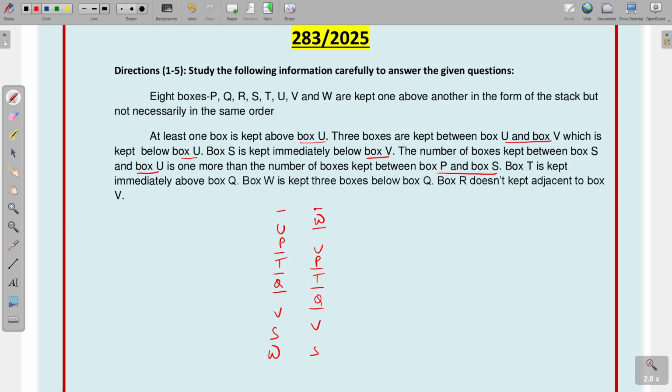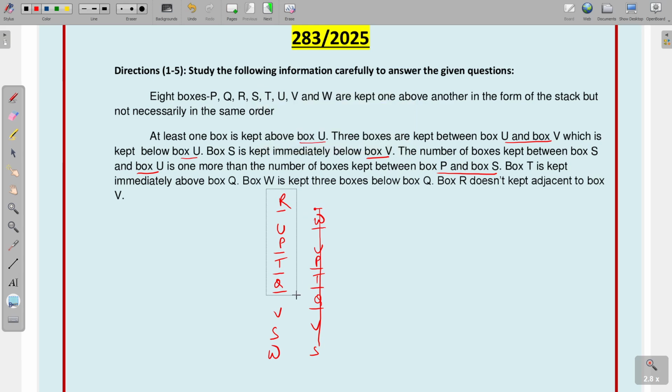W is kept 3 boxes below Q. So, this is not correct, and R is not kept adjacent to V. So, R is placed here. 1, 2, 3, 4, 5, 6, 7 and 8. It is the final arrangement of the stack.